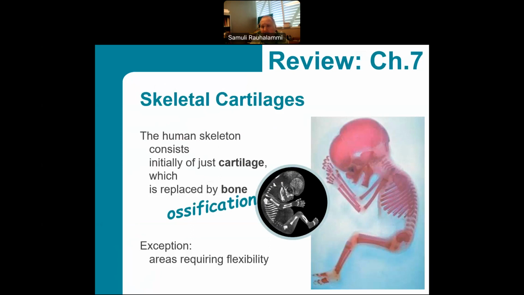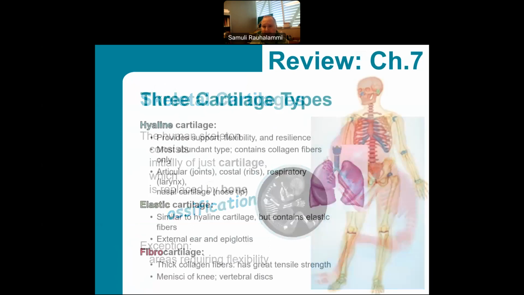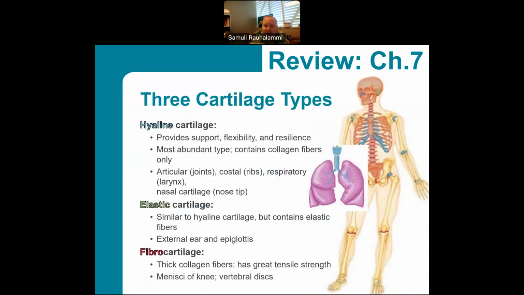You can see on the screen an X-ray of a developing child, and you'll see that the bones are only partially ossified on that. So that also is a tool that we sometimes use to age the developing baby. In terms of the cartilages, there are really three main types of cartilages that we find in the body.